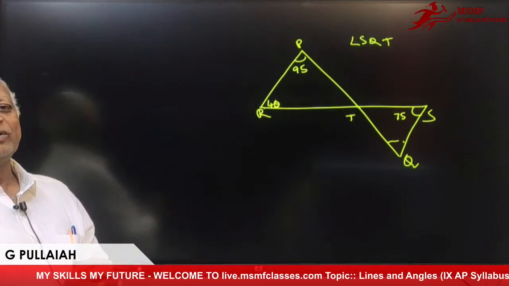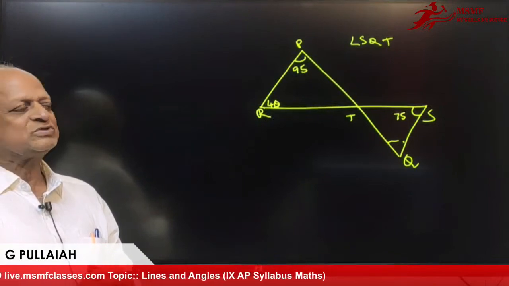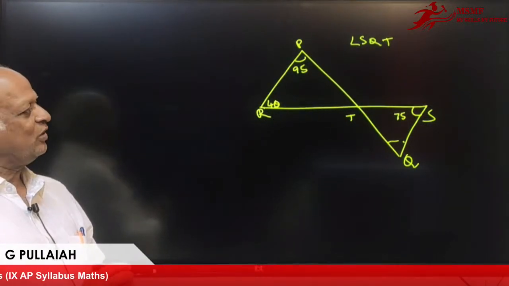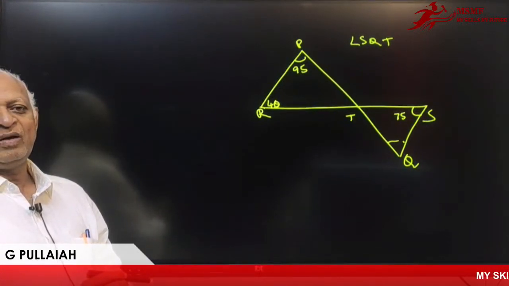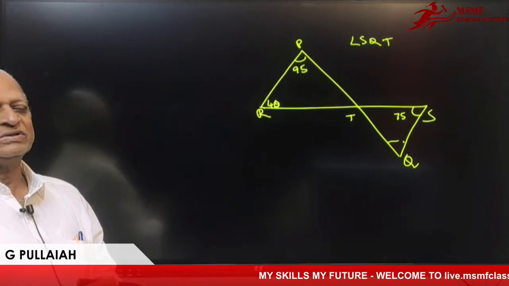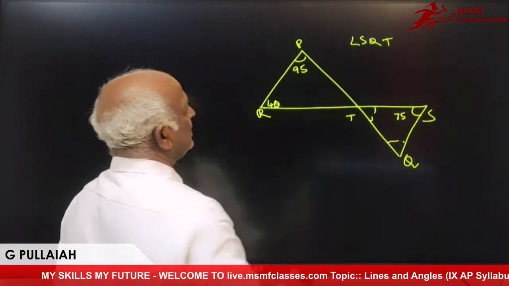Angle Q we have to find. To find one angle of a triangle, we must know the other two angles of the triangle, please. But only one angle, S, is given. We do not know T. Think whether we can find out T or not. So this angle T.